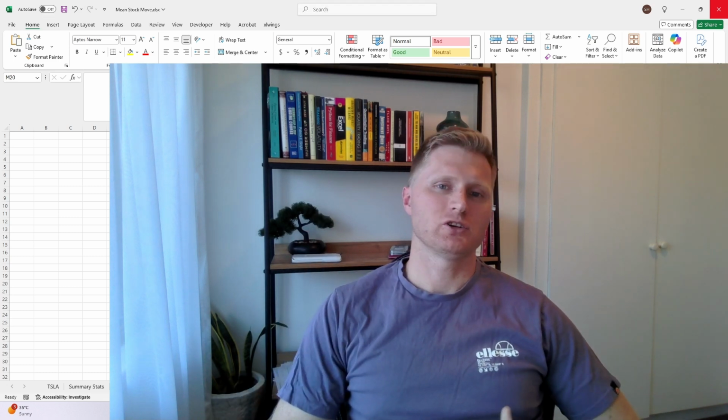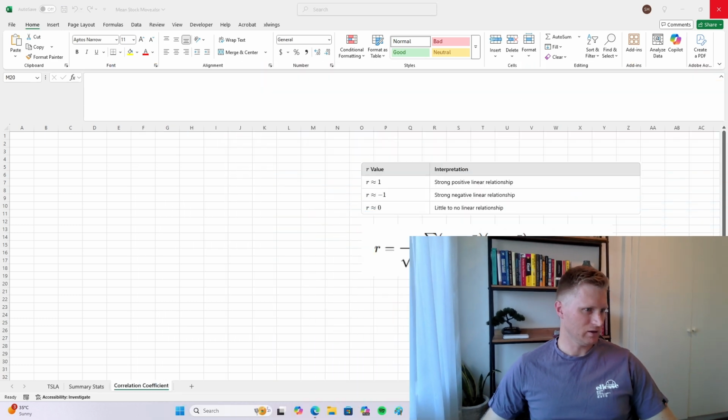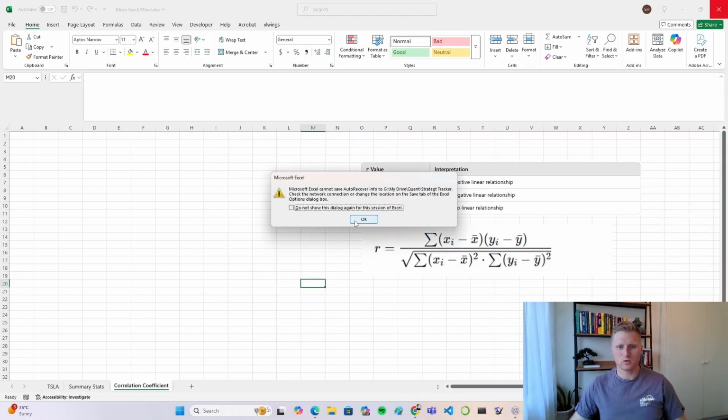How to calculate the correlation coefficient of two different stock prices in Excel. Let's get straight into it. Let's get my big head out of the way there. All right, so the correlation coefficient, just a quick summary.